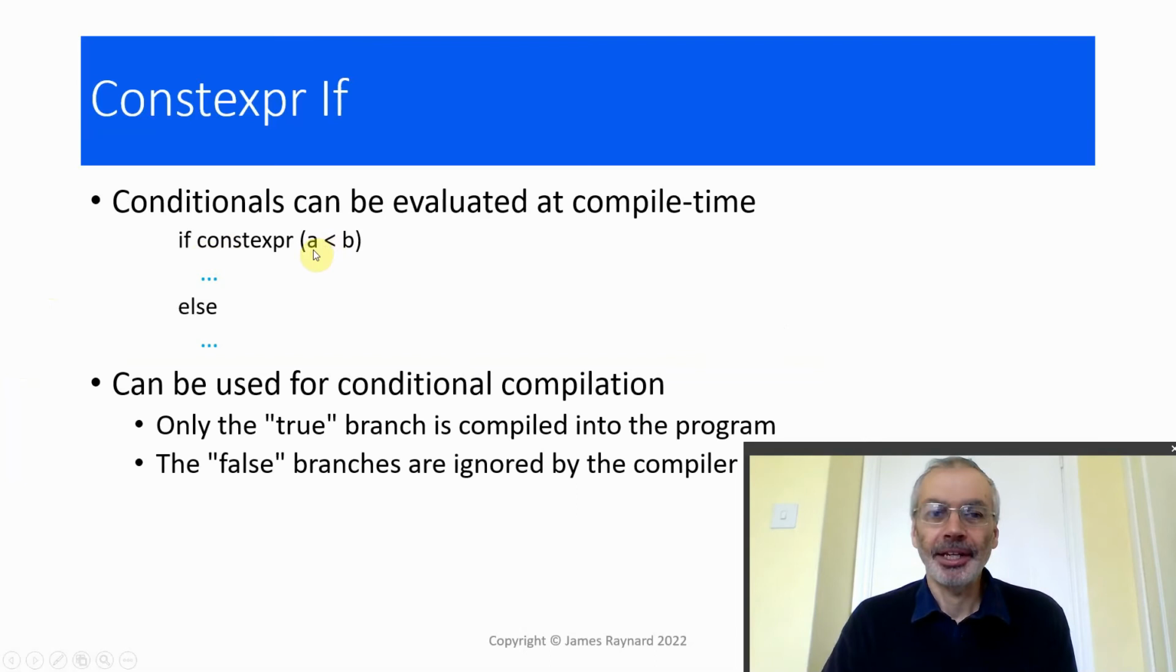So if a is less than b, then the compiler will evaluate this code and compile it into the program. And if a is not less than b, then the compiler will evaluate this code and compile it into the program. So the interesting point here is that only the branch which is taken gets included in the program. The other branches are ignored and do not appear in the program's source code as seen by the compiler. So this means we can use Constexpr If for doing conditional compilation.